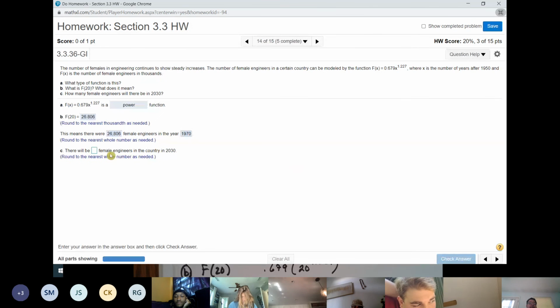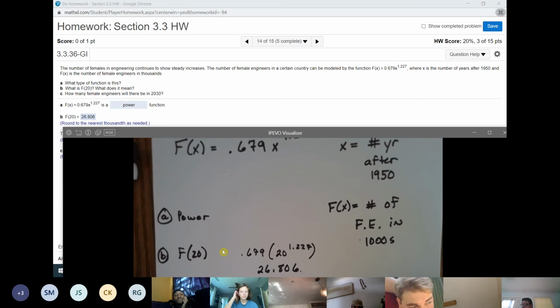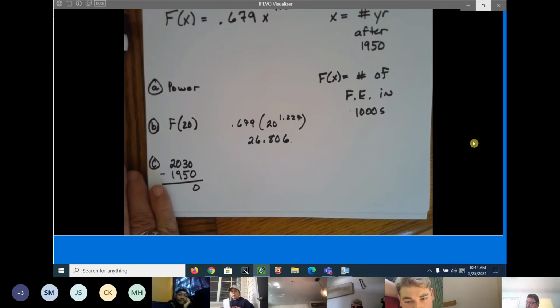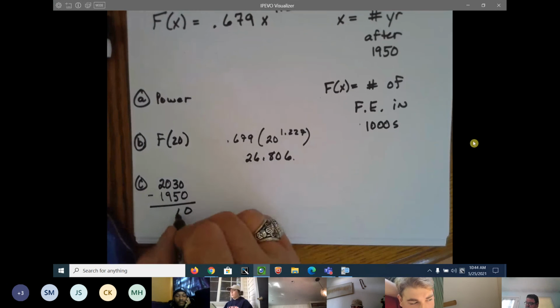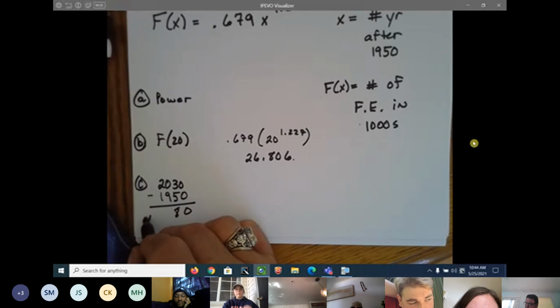There will be blank female engineers in the country in 2030. All right, so let's do that one. 2030 minus 1950, 13 minus 5 is what? 8? Y'all help me out here. And that's 80. So X is equal to 80.